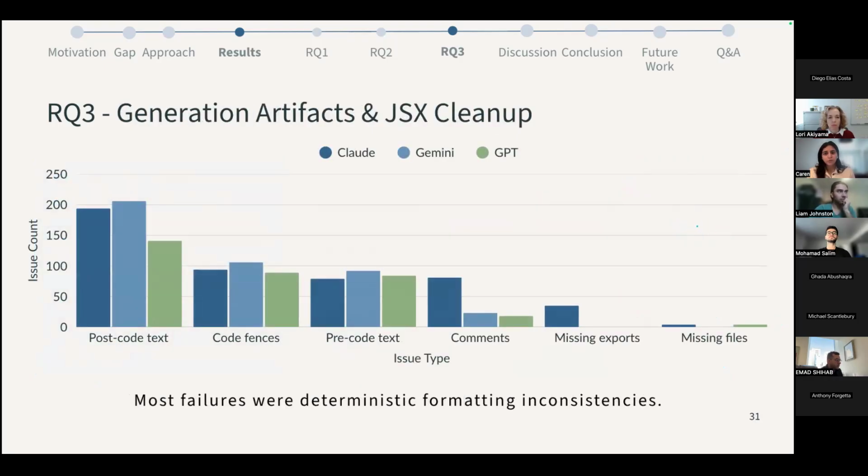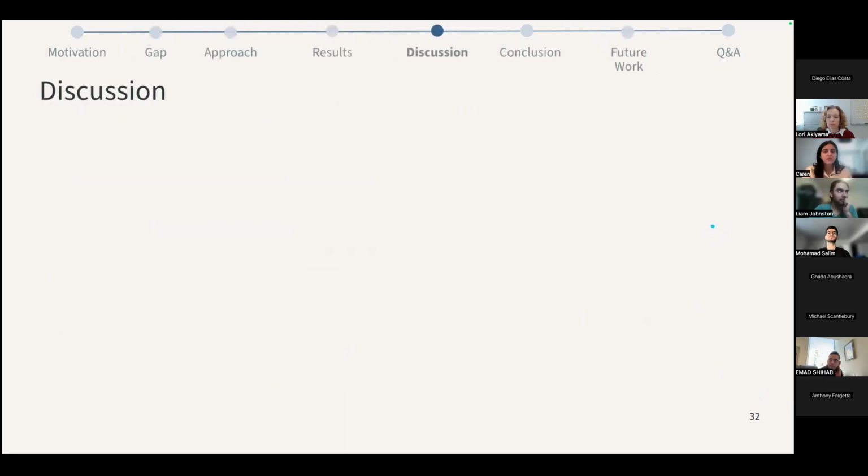Other than the refusals, we also analyzed the formatting artifacts. The most common issues were the post-code text, the code fences, and the pre-code text. In many cases, the LLM wrapped valid code with conversational text, which led to compilation errors. Structural issues such as missing exports or missing files were comparatively rare. We also detected excessive comments and removed them to reduce token consumption. The key point is that most failures were structured. Because these artifacts are predictable, a lightweight cleanup mechanism was sufficient to stabilize the pipeline without requiring regeneration.